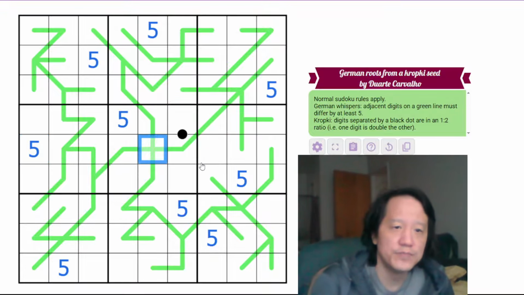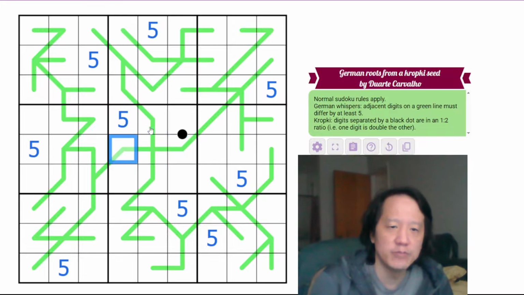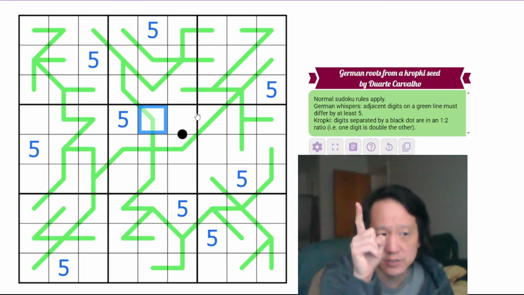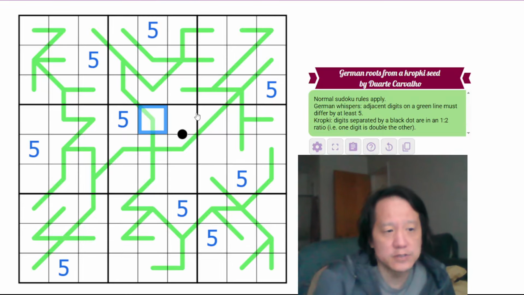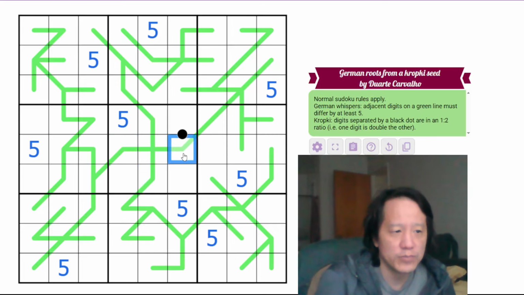This digit is next to 4 other digits on a whisper 5 line. Now, the only digits that can be is 1, which could be next to 6, 7, 8, or 9, or 9, which can be next to 1, 2, 3, or 4. And you'll notice that if you have a 1 here, you must have 6, 7, 8, 9 here. If you have a 9 here, this must be 1, 2, 3, and 4.